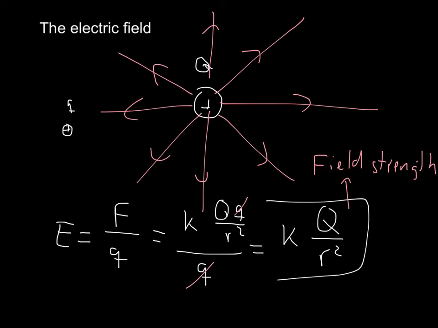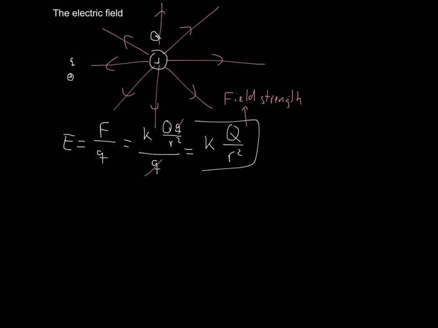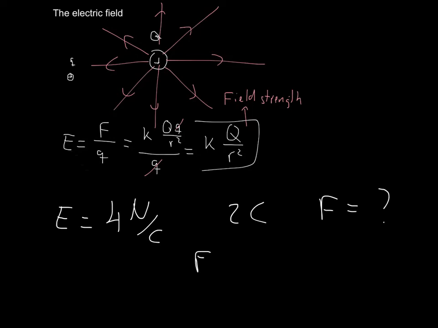Right? So for example, imagine that they say, I have an electric field of 4 newtons per coulomb, and I have a 2 coulomb charge. How much force does it experience? Well, the force will be E times Q, which is 4 times 2 equals 8 newtons.